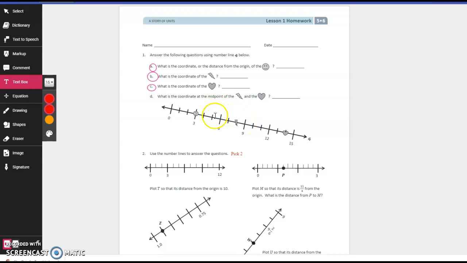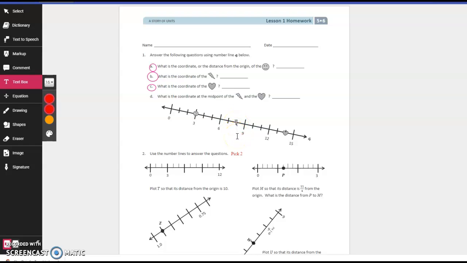Part A is asking the distance from the origin to here. How many numbers do you have to go to get to the smiley face? Part B, what is the coordinate of the lightning bolt? We're looking for here. What's the coordinate? All we're looking for is, what number does the lightning bolt fall on? If each line is a whole number, what number would this represent? This is a 6. This is a 9. What is this one?